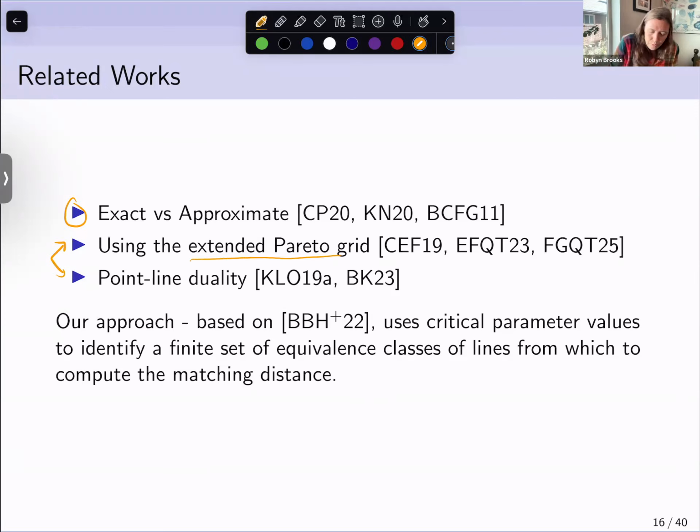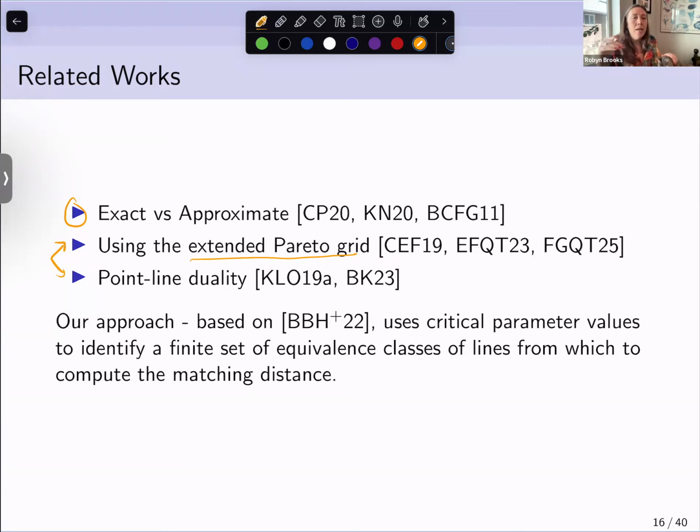So this first group that I call the extended Pareto grid group, they compute the matching distance for bipersistence modules that are obtained as homology of sublevel set filtrations. And the way that they do this computation is using something called the extended Pareto grid. This is a collection of curves and lines to find the sublevel sets.